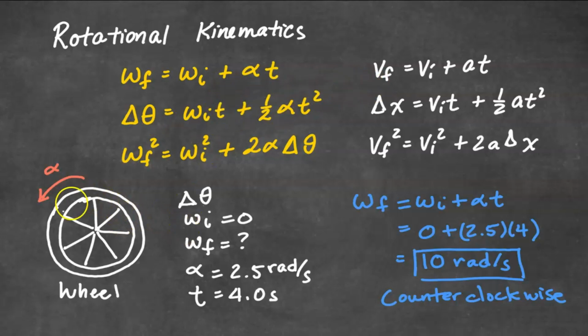Now let's take a look at an example. We have a wheel that's rotating. It's starting from rest and has an angular acceleration of 2.5 radians per second squared. It rotates for 4 seconds, and we want to find out what the final angular velocity is. So we're going to use our rotational kinematic equation, omega f equals omega i plus alpha times t. We're going to substitute our known variables and solve, and we get 10 radians per second. It's going to be counterclockwise.